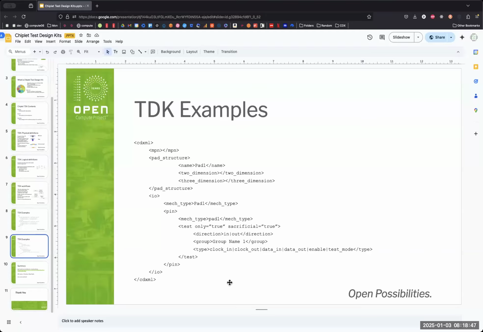Just an example of what a sacrificial path would look like. We just define that it's sacrificial. We just add this tag, and that's about it.